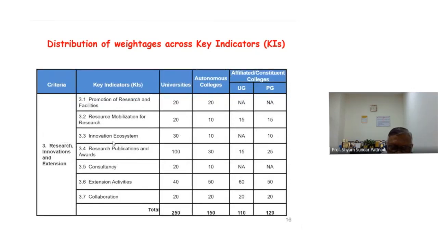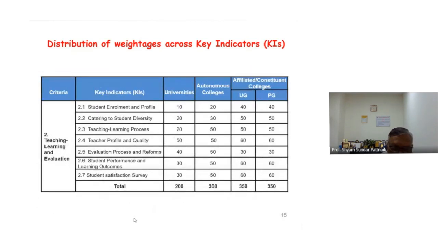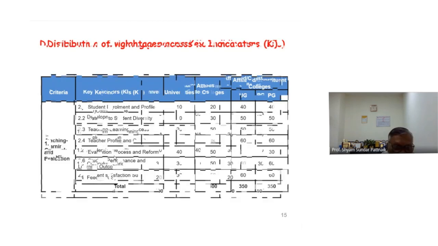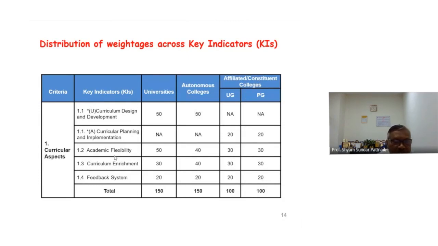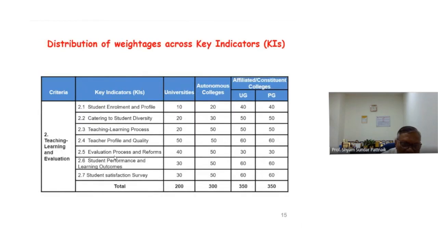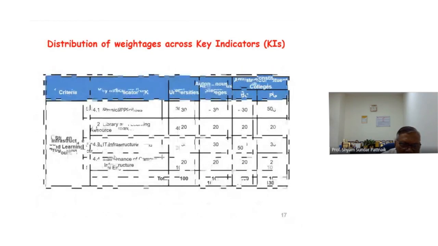And research innovation, the consultancy, publication, these are criteria 5. Collaborations, all those things are criteria 5 of the NBA. Teaching learning, the enrollment is part of criteria 4. Catering to student diversity, again criteria 4. Whereas the teaching learning process is criteria 3, sometimes criteria 2. And the evaluation process, all these are criteria 2 and 3, this is taken care of. And curriculum design here is your program curriculum, which is criteria 2.